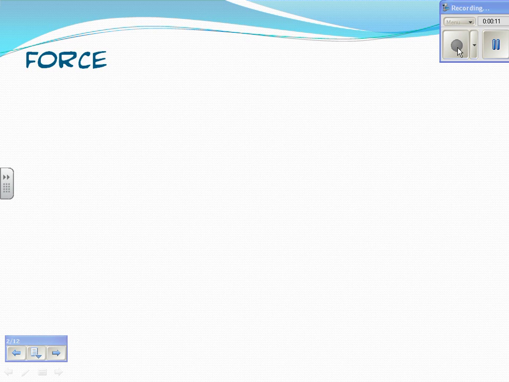I'm going to start out with a base definition of force. It's a pretty simple one. A force is just a push or a pull. There are a lot of different ways that this can be accomplished, but basically that's it.